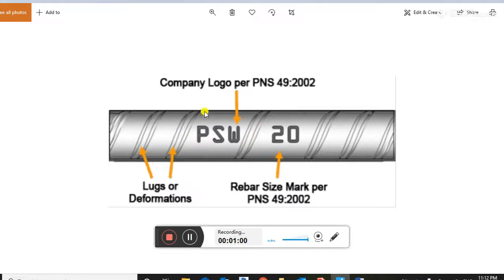If we observe some reinforcement rebars, especially TMT bars, not mild steel, we see this logo per PNS 49 2002. This shows the logo, the company name, and the rebar size mark as per PNS 49 2002. This shows the rebar diameter is 20 millimeter. Guys, these are the lugs or deformations, this rough side.